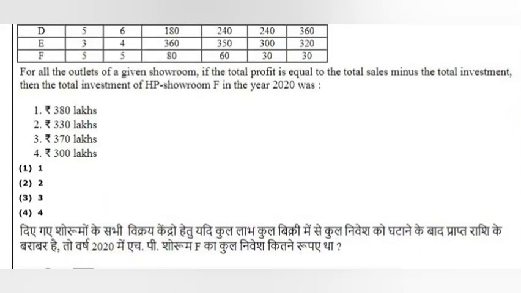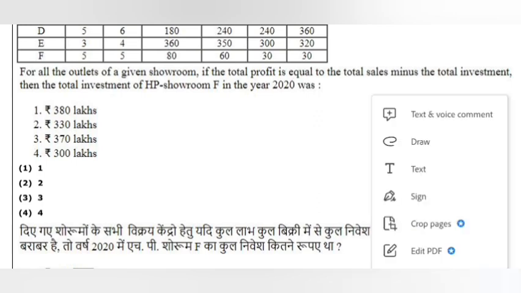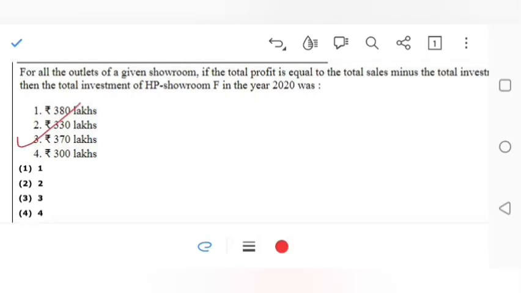Next is, for all the outlets of a given showroom, if the total profit is equal to the total sales minus the total investment, then the total investment of HP showroom F in the year 2020 was what? 380 lakh, 330 lakh, 370 lakh, 300 lakh. Okay, it will be number C. That means 370 lakh, number 3.